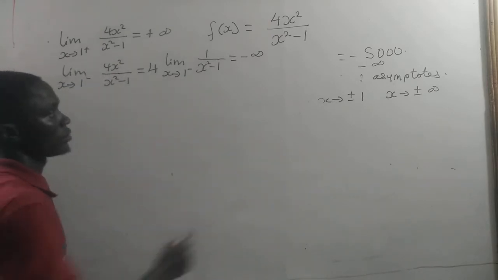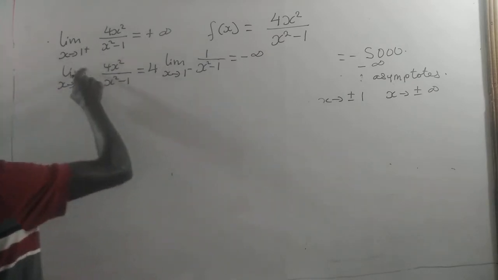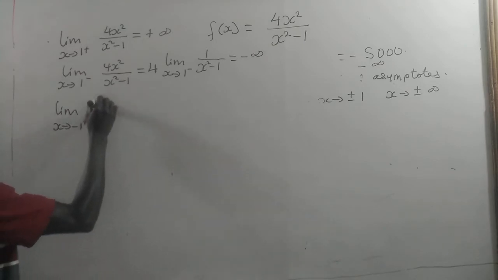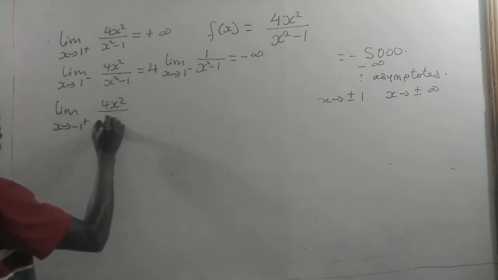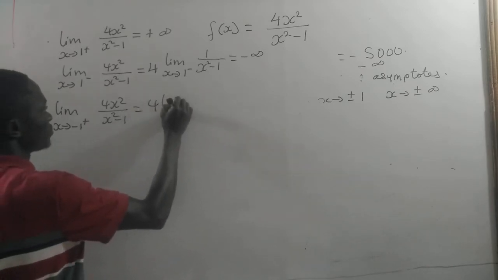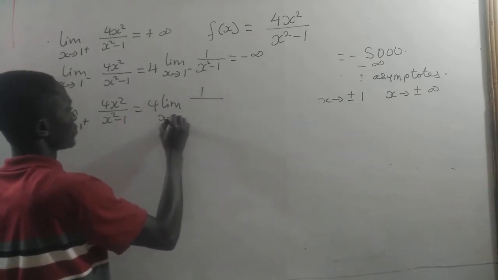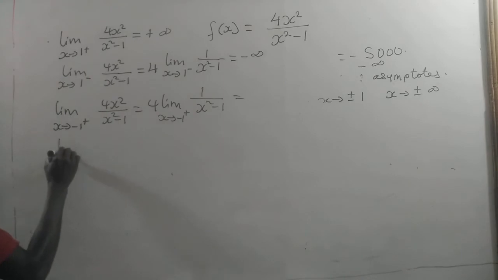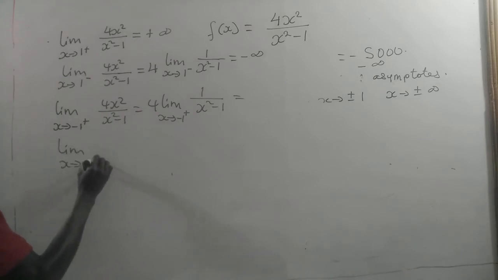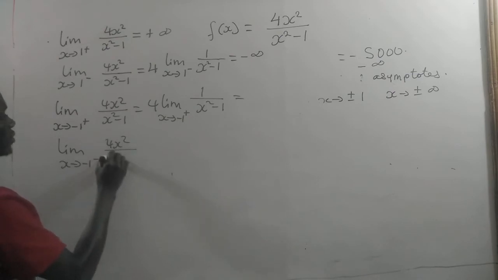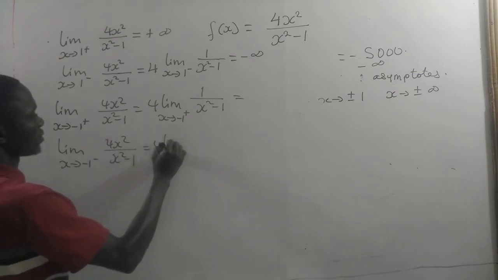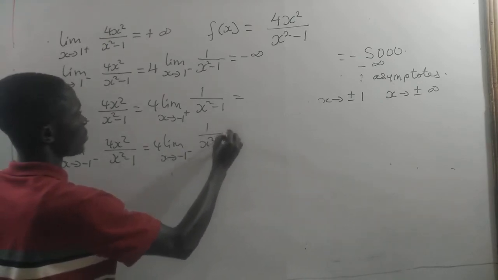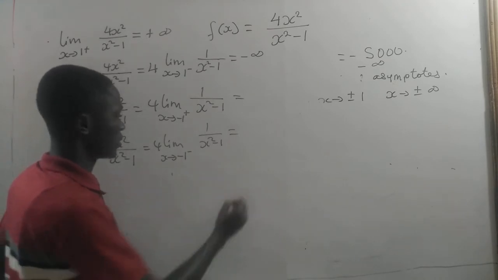Now, we are having plus or minus 1. We finish with plus 1. So we take the limit as x approaches negative 1 from the right of 4x squared divided by x squared minus 1. Then look at the limit as x approaches negative 1 from the left. Okay, let's see what we get. Now, this is negative 1.